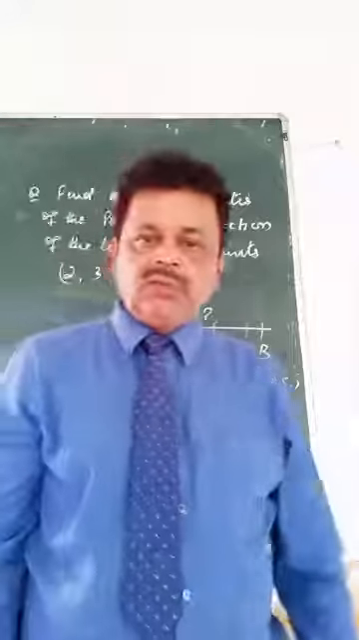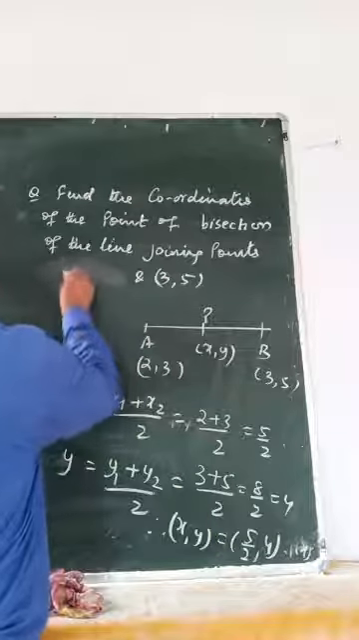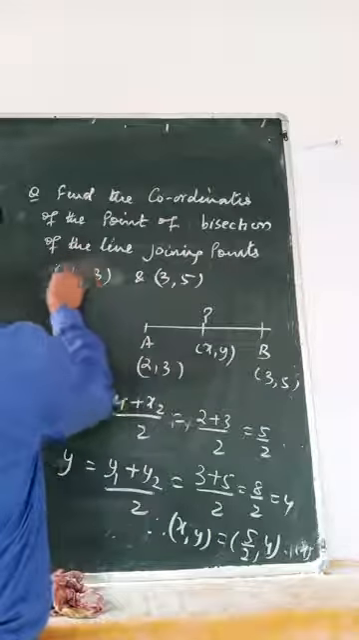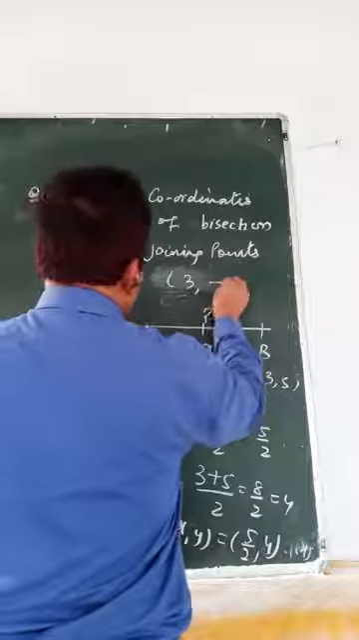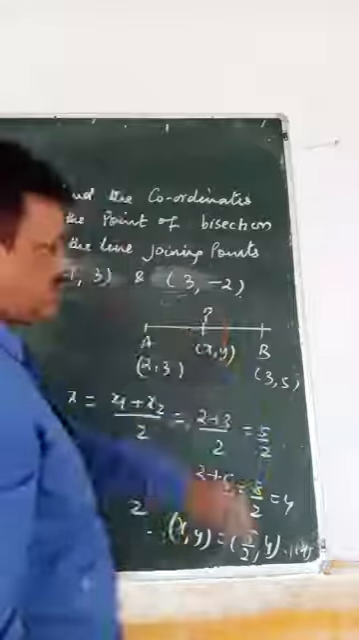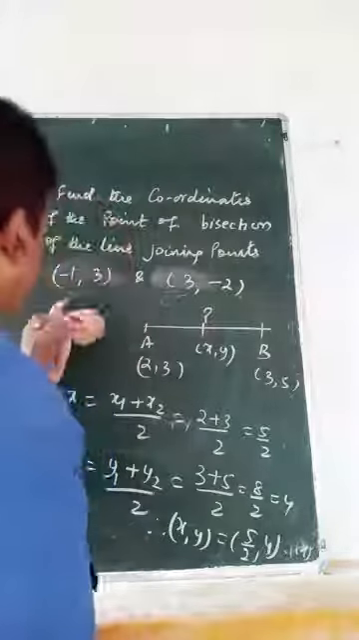Okay. So one question homework for you. Just changing the values: (-1, 3) and (3, -2). Okay, we'll try this. This question also comes in some other way. I'll tell you.